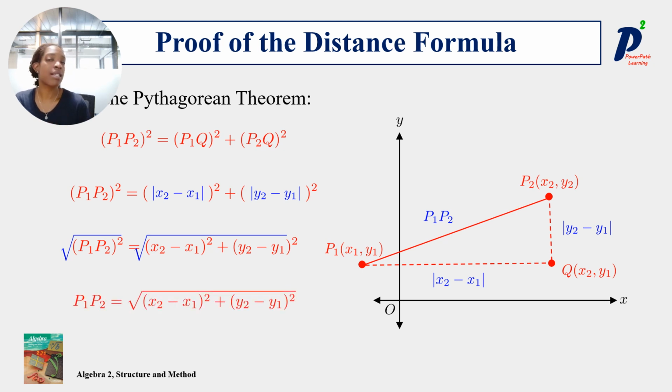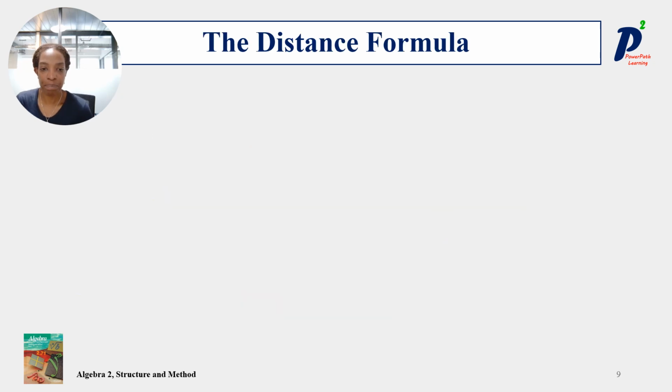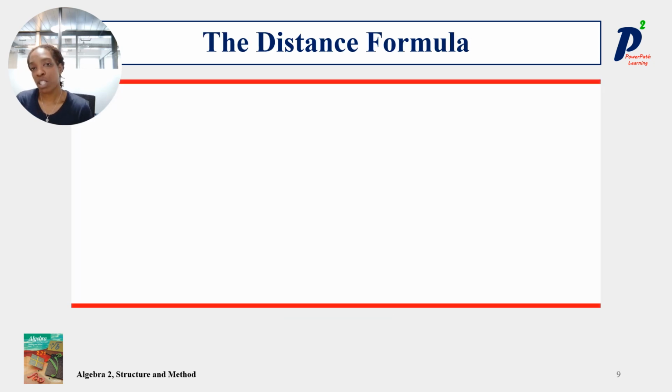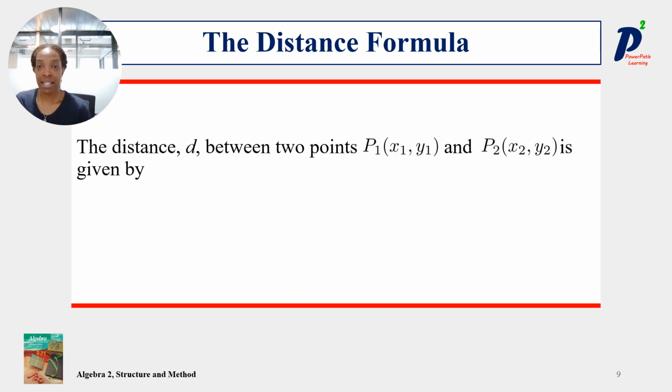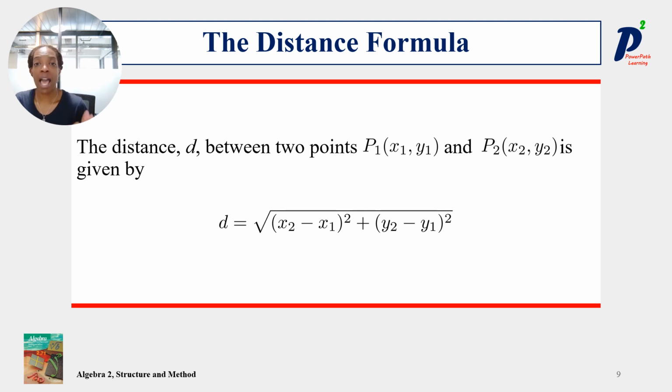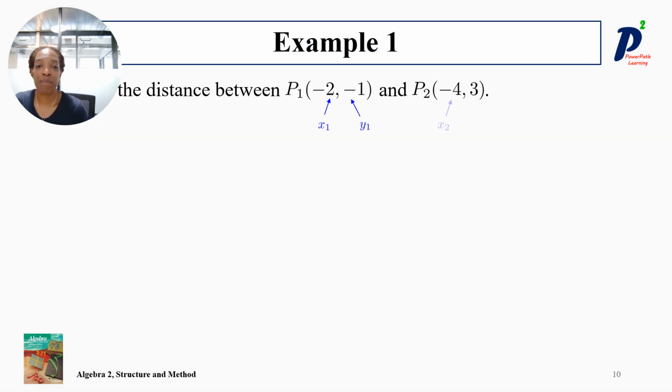So let's summarize it in a nice, neat little theorem. We have just proven that the distance d between 2 points P1 and P2 is given by d equals the square root of (x2 minus x1) squared plus (y2 minus y1) squared. And note that the order of the coordinates can be switched because we're squaring the terms.